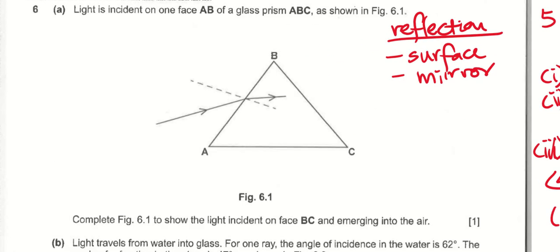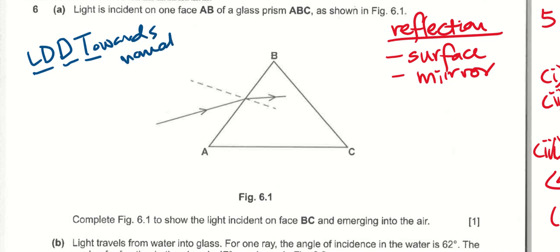Oh, there's also this thing called LDDT, which I think only my students know. It means less dense to denser, the light will bend towards where? Normal. So whenever you see refraction, how do you know it's a refraction question? Basically, the light is going from one medium to another. There may not be a mirror. If it's a mirror, then most likely it's reflection. But if it's going from one medium to another, then you know that it must be refraction.